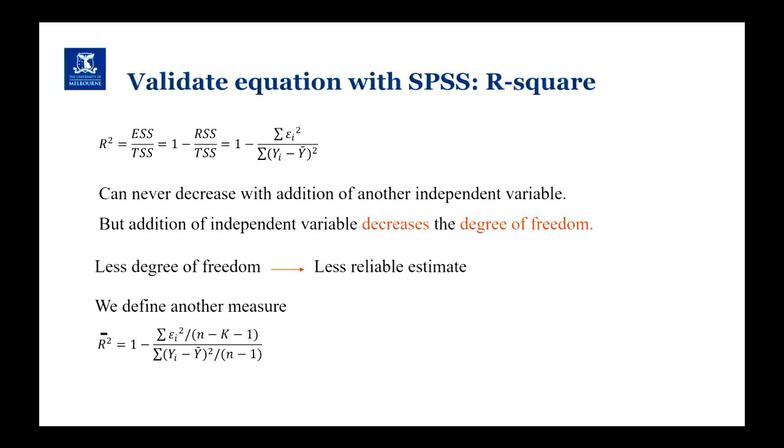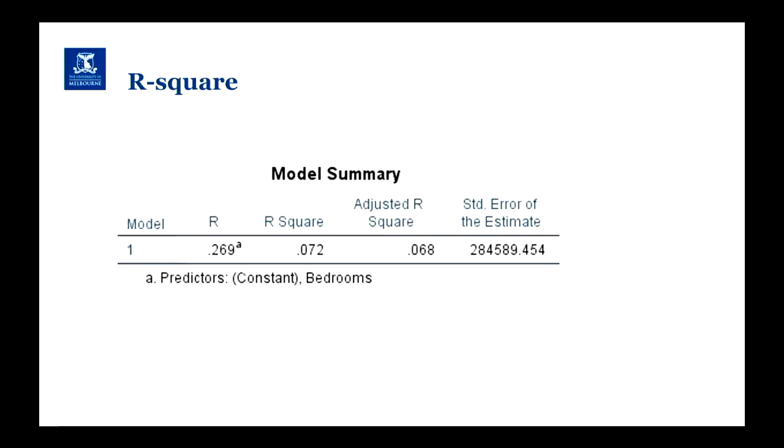We also have an adjusted R squared for when the number of samples is not that big. We can calculate the adjusted R squared with this equation. And in the SPSS output window, we have a table called Model Summary, which indicates the value of R squared.